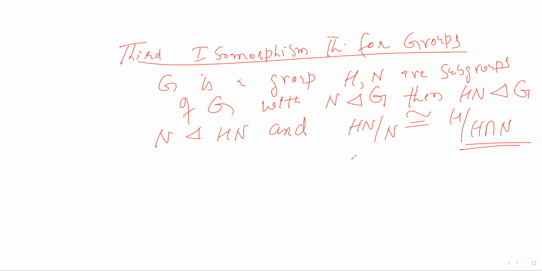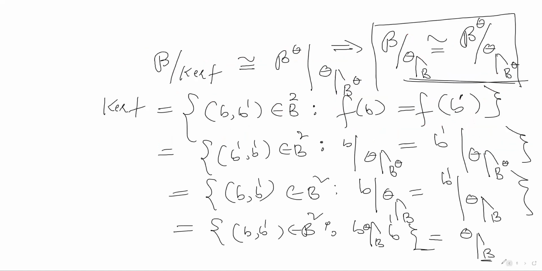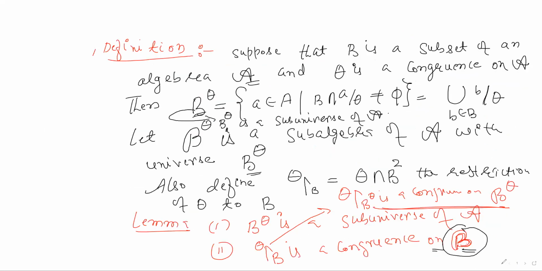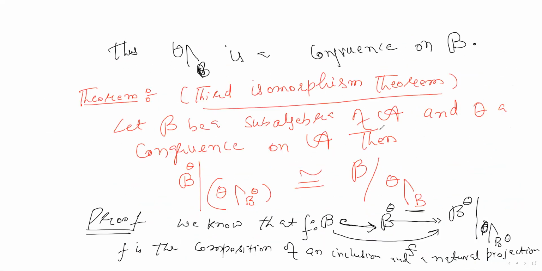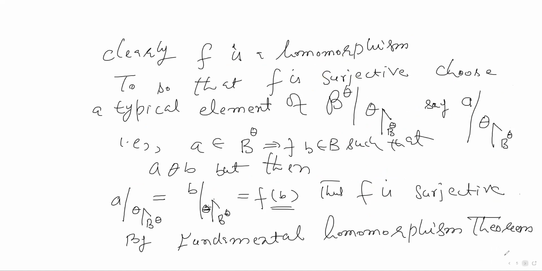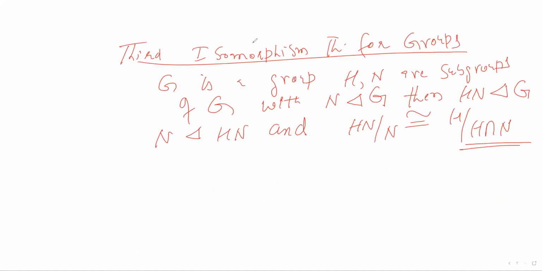Now, obviously, I can replace this N by a congruence theta. So if we translate it into a statement of universal algebra, means if we translate it in terms of this proven theorem, this one. Okay, how do we translate it? So I have to replace this N by a congruence. So N can be replaced by a congruence theta.